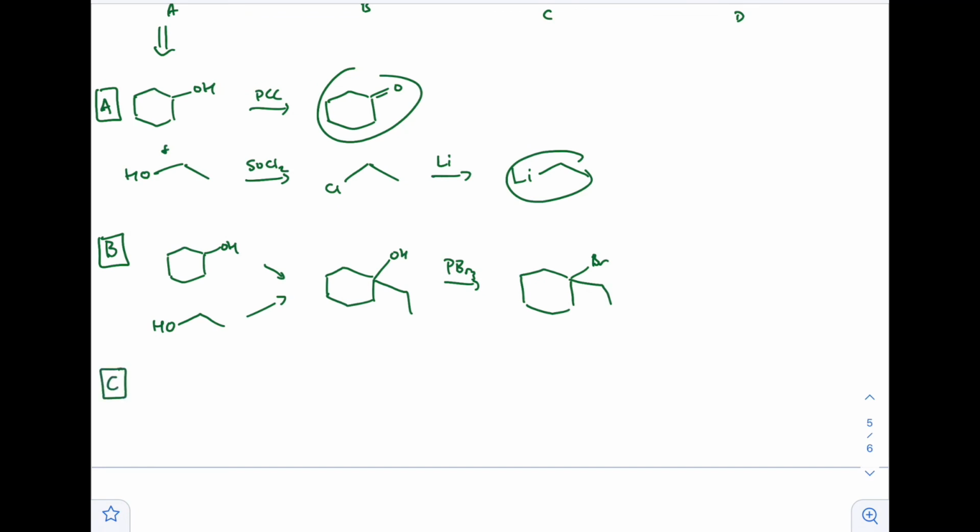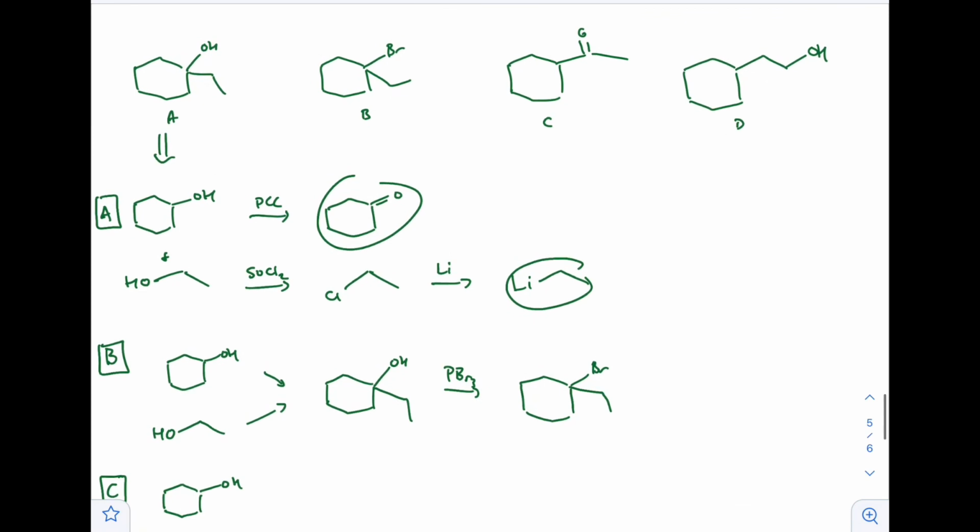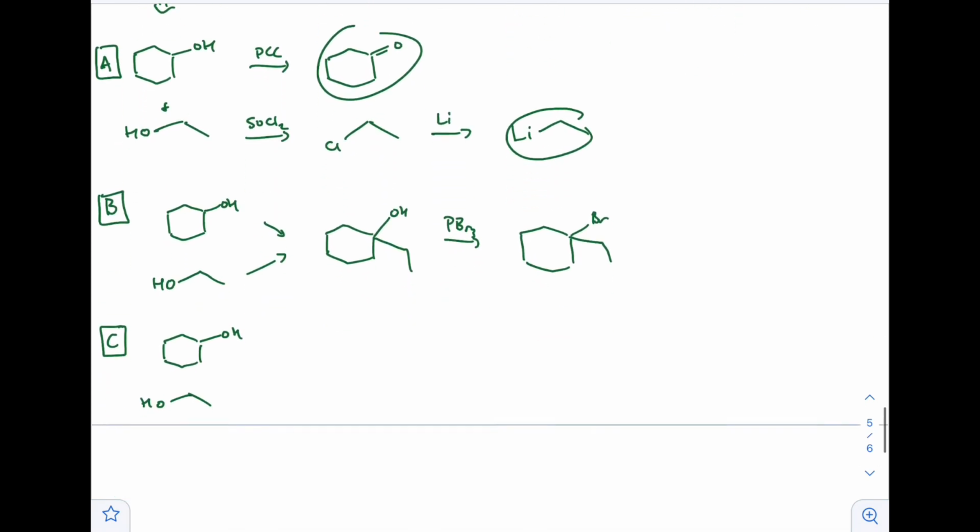Moving on, part C. This one's a little bit more tricky. We've got a ketone, right? And so we're going to get a little bit more crafty. Doesn't look anything like the first one, kind of, except we want to functionalize that part of that ethyl group coming off of the cyclohexane ring, right?